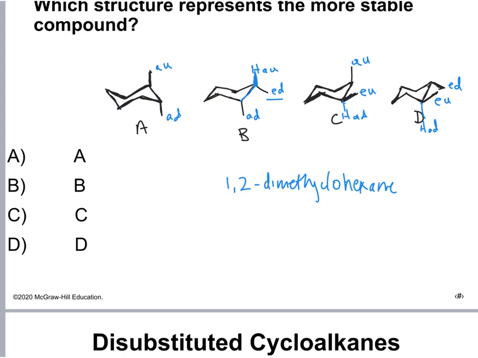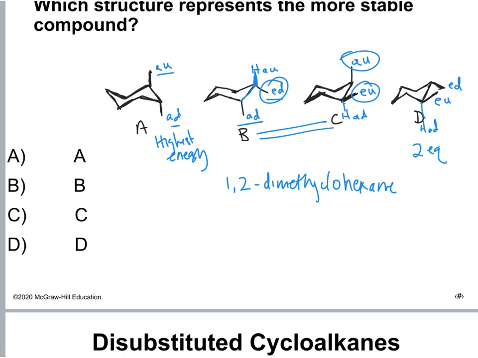So here we have both axial, so this is going to be the highest energy for these substituents. This is going to be equatorial down and axial down. This is equatorial down and axial up, so these are going to be equal in energy. And then these are two equatorial positions. See, equatorial down and equatorial up. So D is going to be your lowest, most stable compound. Lowest energy is the most stable.